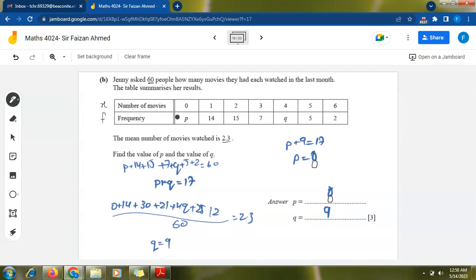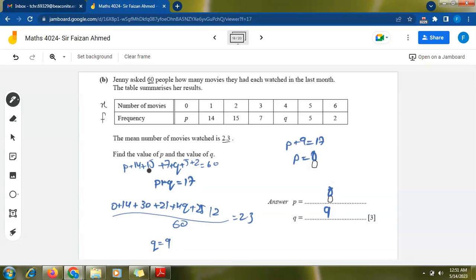So what we will do first, we will just add all the numbers which are in the column of frequency and equate them with 60. Since frequency tells us about the total number of people and we know that the total number of people is 60, we can add all these numbers and equate it with 60 to form the first equation. Because we have to find the value of P and Q, we have to develop two equations and then solve them. So in order to make the first equation, we will just add all these: P plus 14 plus 15 plus 7 plus Q plus 5 plus 2 equals 60.